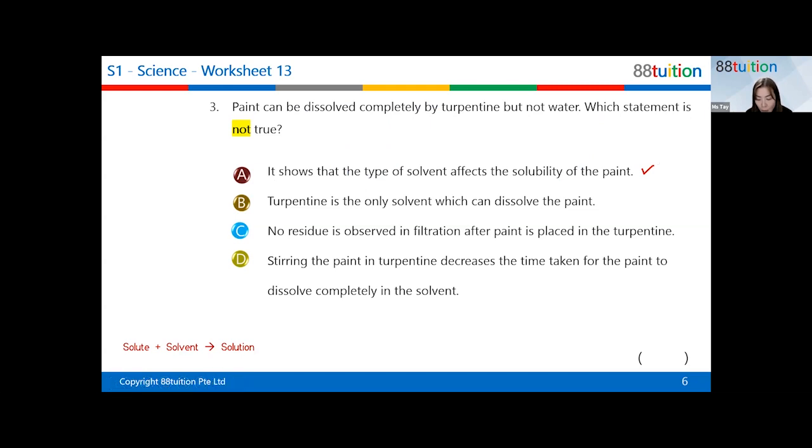Turpentine is the only solvent that can dissolve paint. Is it true? Actually, it's not true. Some of you might think that this is true, but in this question, they are only comparing between 2 solvents, water and turpentine. How are you so sure that paint cannot dissolve in something else? There's actually something else which maybe the girls will be familiar with. It's called acetone. Acetone can dissolve some of this paint, maybe not as good as the turpentine, but acetone can.